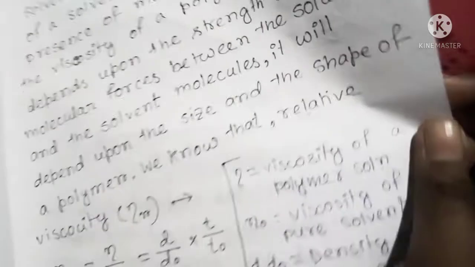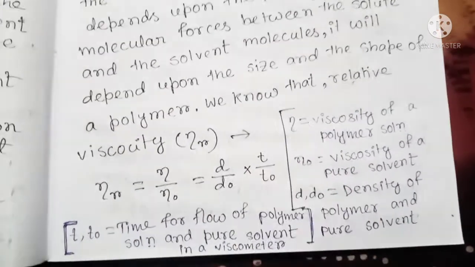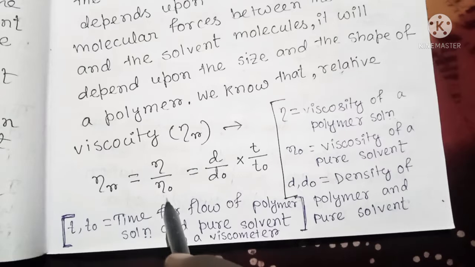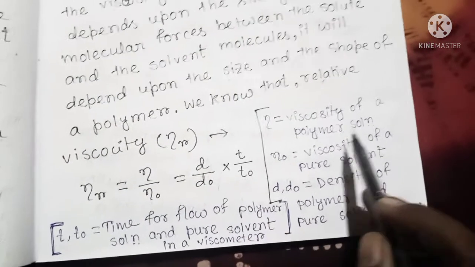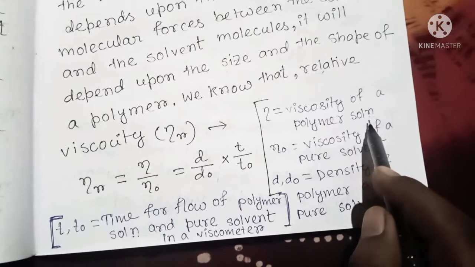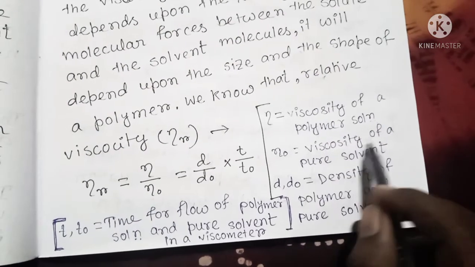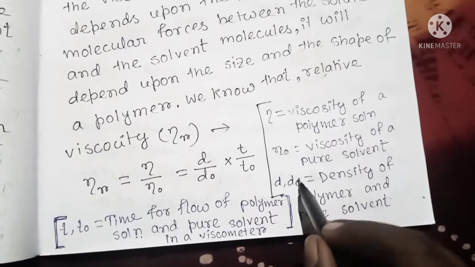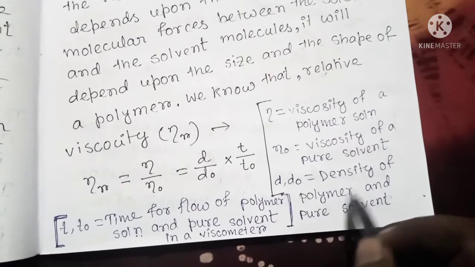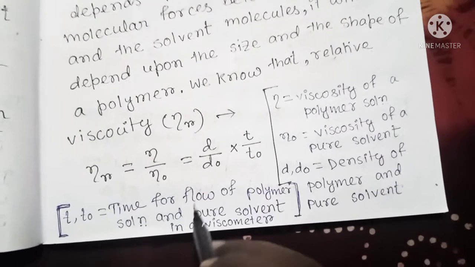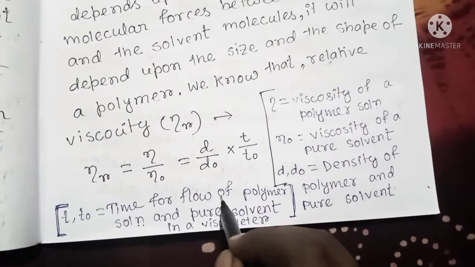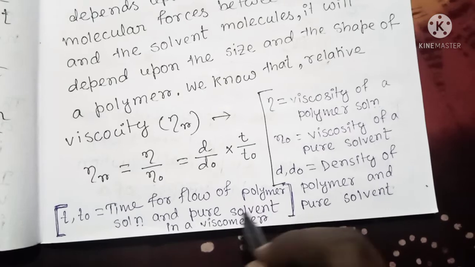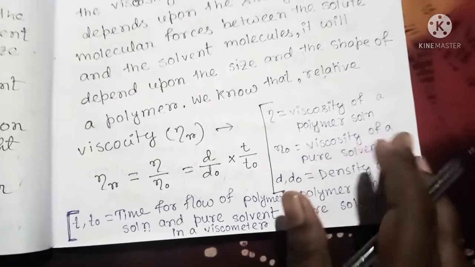We know that relative viscosity eta r equal to eta by eta naught equal to d by d naught into t by t naught, where eta is the viscosity of polymer solution, eta naught is the viscosity of a pure solvent, d and d naught are the density of polymer solution and pure solvent respectively, and t and t naught are the time for flow of polymer solution and pure solvent in a viscometer.